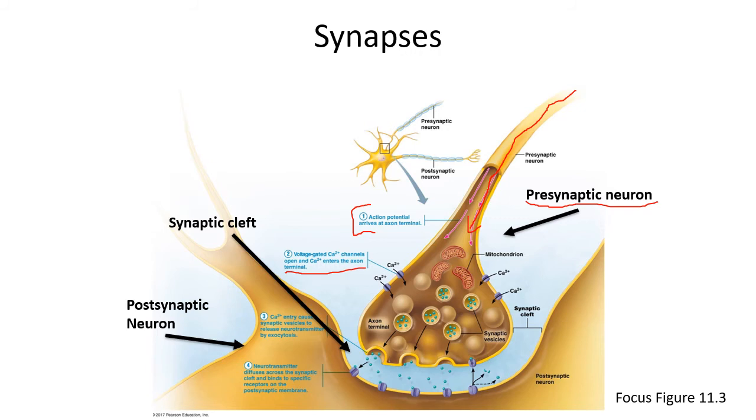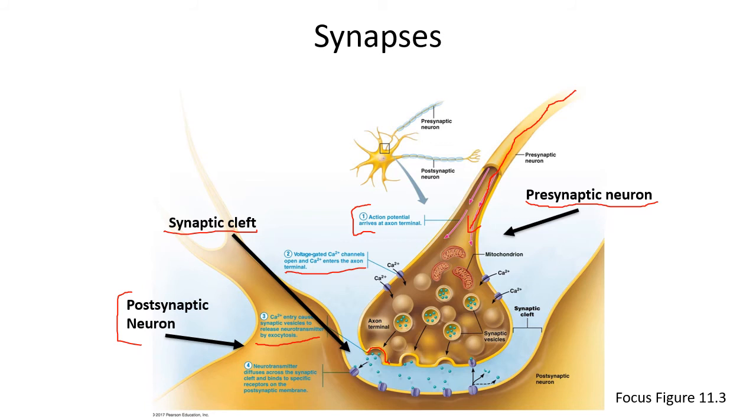But essentially you get this influx of calcium, which is then going to release what's called a neurotransmitter into the synaptic cleft. So the synaptic cleft is the small gap between a presynaptic neuron and a postsynaptic neuron, which is basically the neuron that is receiving the signal.